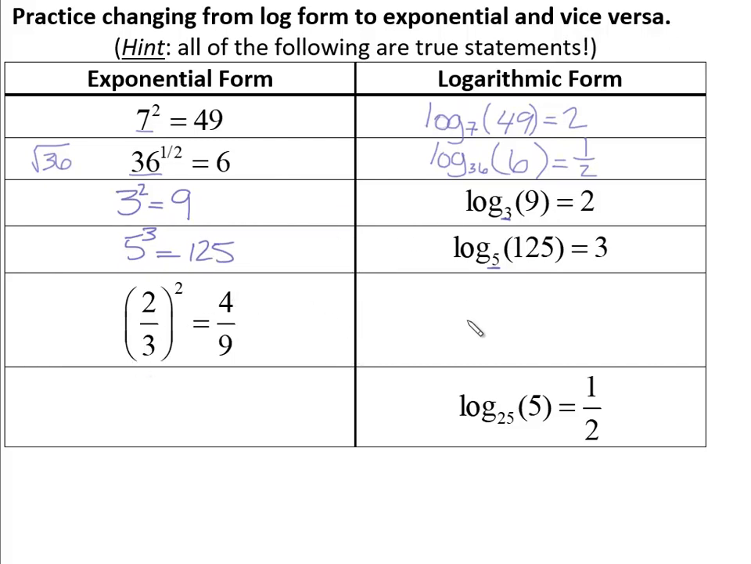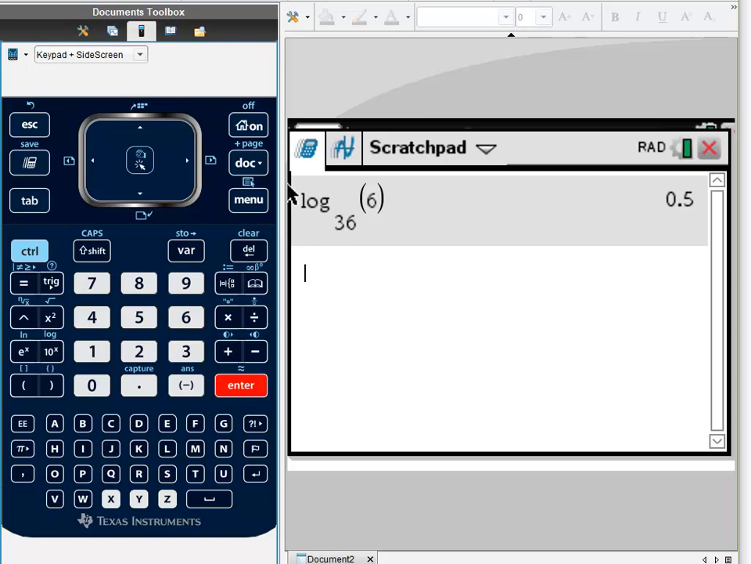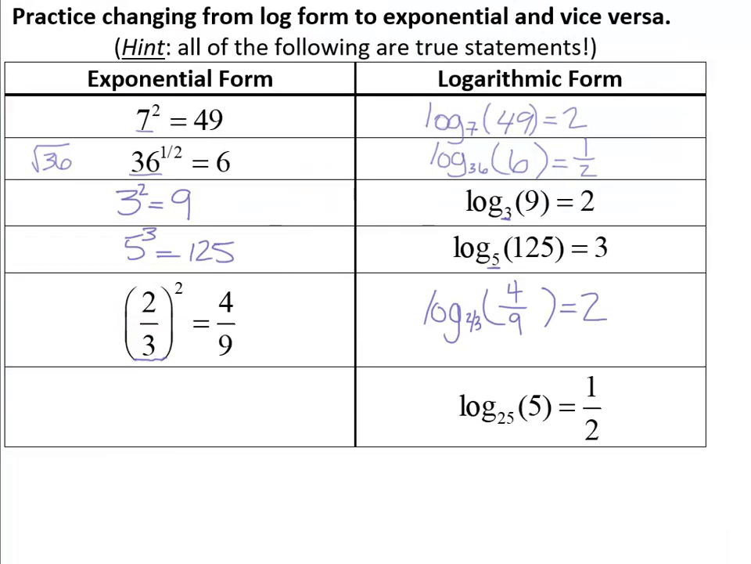Switching it up again, let's go back to log form from exponential form. So here's the base of my logarithm. Log base 2/3 of something equals something. Remember that my exponent is what my log equals. So it equals 2. And what we're taking the log of is 4/9. So you could try that in the calculator too. If you put in log base 2/3 and 4/9 on the inside, there it is. It's exactly equal to 2. So another true statement.